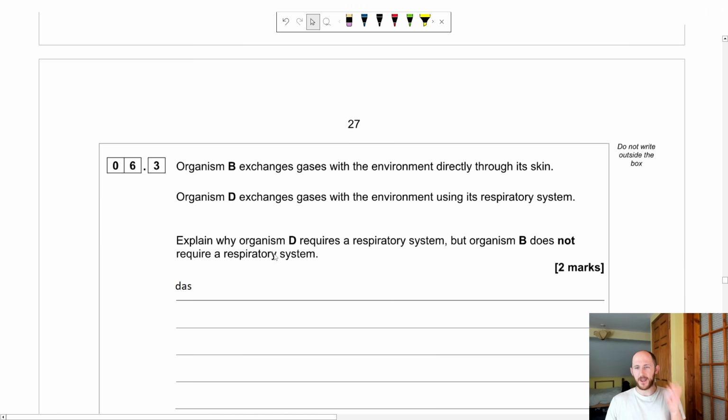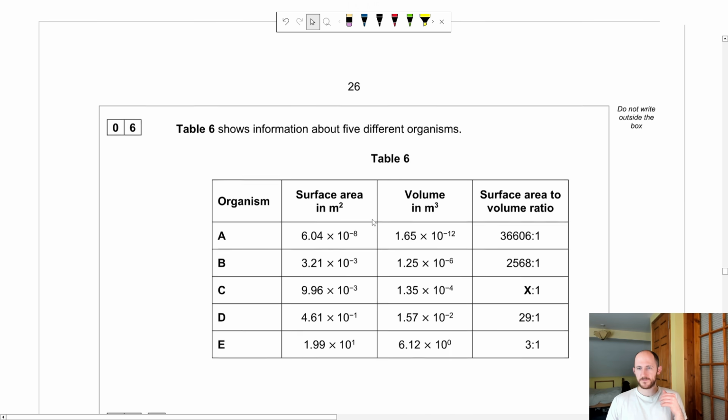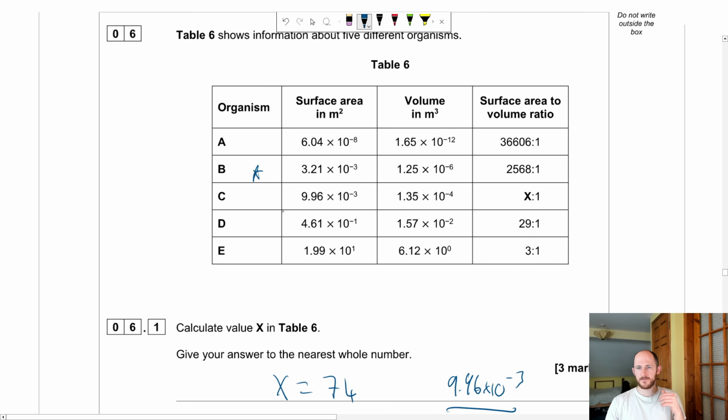So if we have a look at B and D, B is over here, D is over here. As you can see, what is the difference between these two? Well, D is of course bigger, right? That's the only difference between B and D that we can tell because they've given us no other information. So the only difference between them is one is bigger than the other. So why does that matter? Well, D has a smaller surface area to volume ratio.